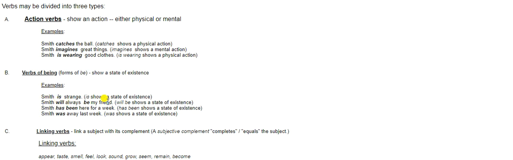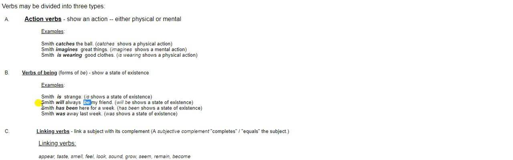Smith will always be my friend. So this is a case, and this happens sometimes, where the verb phrase is separated by another word, okay? You could say Smith always will be my friend, but that sounds a little bit strange. It's okay, you could say it that way. It's just not the way that most people talk. Most people would throw always, which is a descriptive word describing the verb, right in between these two. But still, the verb here is will be.